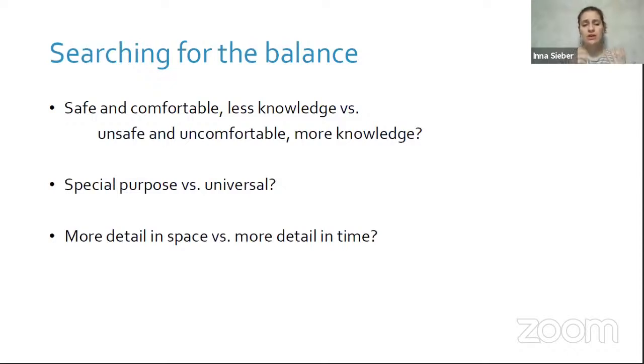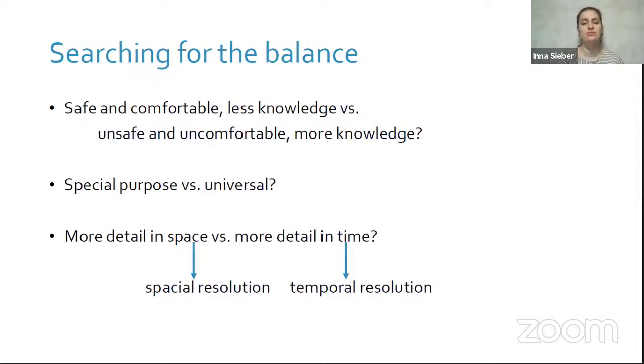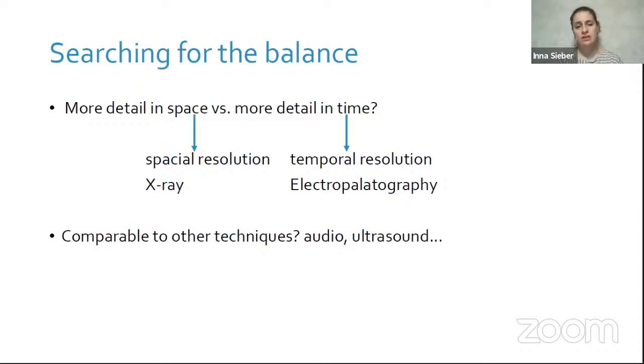And the third thing is we can have either more detail in space or more detail in time, but not both of them simultaneously. More detail in space we call spatial resolution, and more detail in time, temporal resolution. For example, X-ray can give us perfect spatial resolution, but temporal resolution is not very good. And when we have electropalatography, we have good temporal resolution, and we know what happens in every moment of time, but we can have only several places that we control and observe.